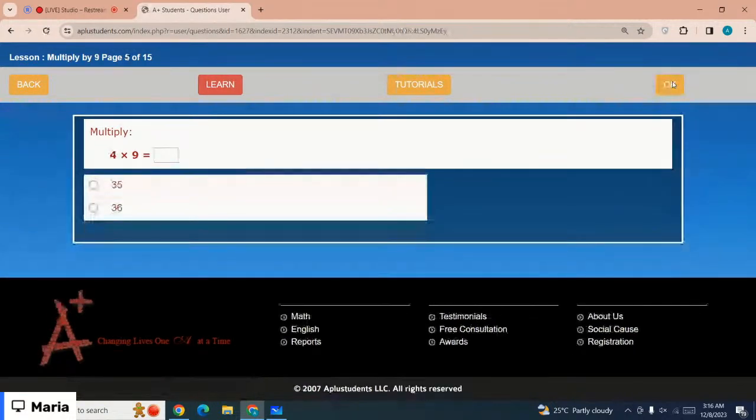Okay, the next one is 4 times 9, which is the correct option? So either you count 4 nine times or 9 four times. They both are exactly the same. So 4 times 9 equals 36. Very good. The correct option is 36. 4 times 9 is 36.